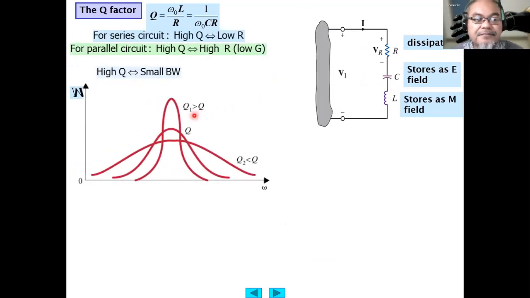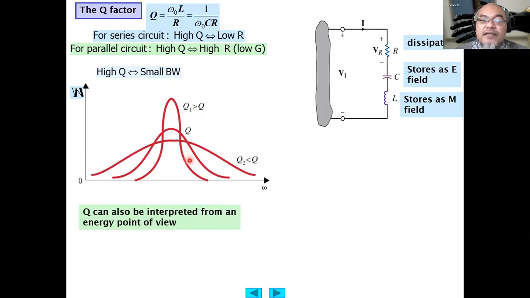So like this, when this is Q, and we have Q1 here larger than Q, then we have a sharper bandwidth. Also, the energy is still the same; only it will have a higher magnitude at omega 0. When we have Q2, which has a value lower than Q, then we have a wider bandwidth, and the magnitude at omega 0 will also be smaller.